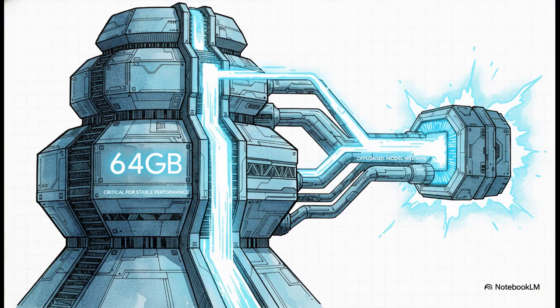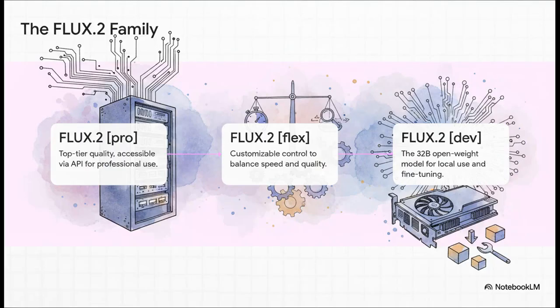But hold on, VRAM is only half the story. Because you're almost definitely going to be pushing some parts of the model to your system memory, you need a lot of that too, and it needs to be fast. Pretty much everyone agrees that for a smooth, stable experience, you really should have a whopping 64 gigabytes of system RAM.